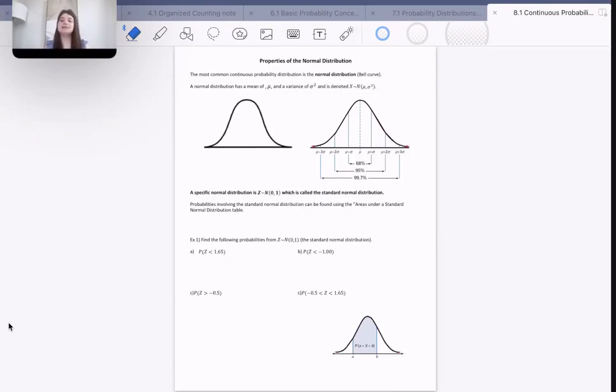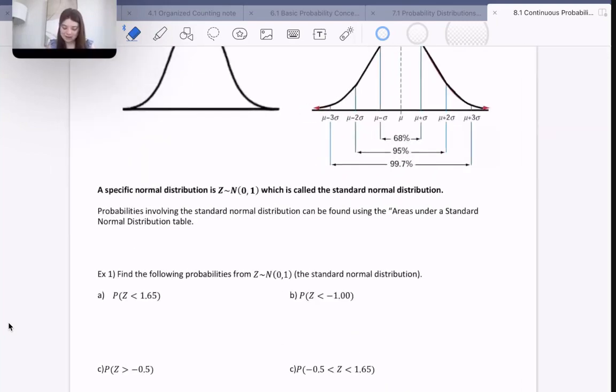Now, let me tell you, this is a really important topic. Normal distributions come up so much in statistics. Statisticians love normal distributions, or at least they use them a lot, because it's a pretty cool discovery in statistics. So, we're going to be talking about them today.